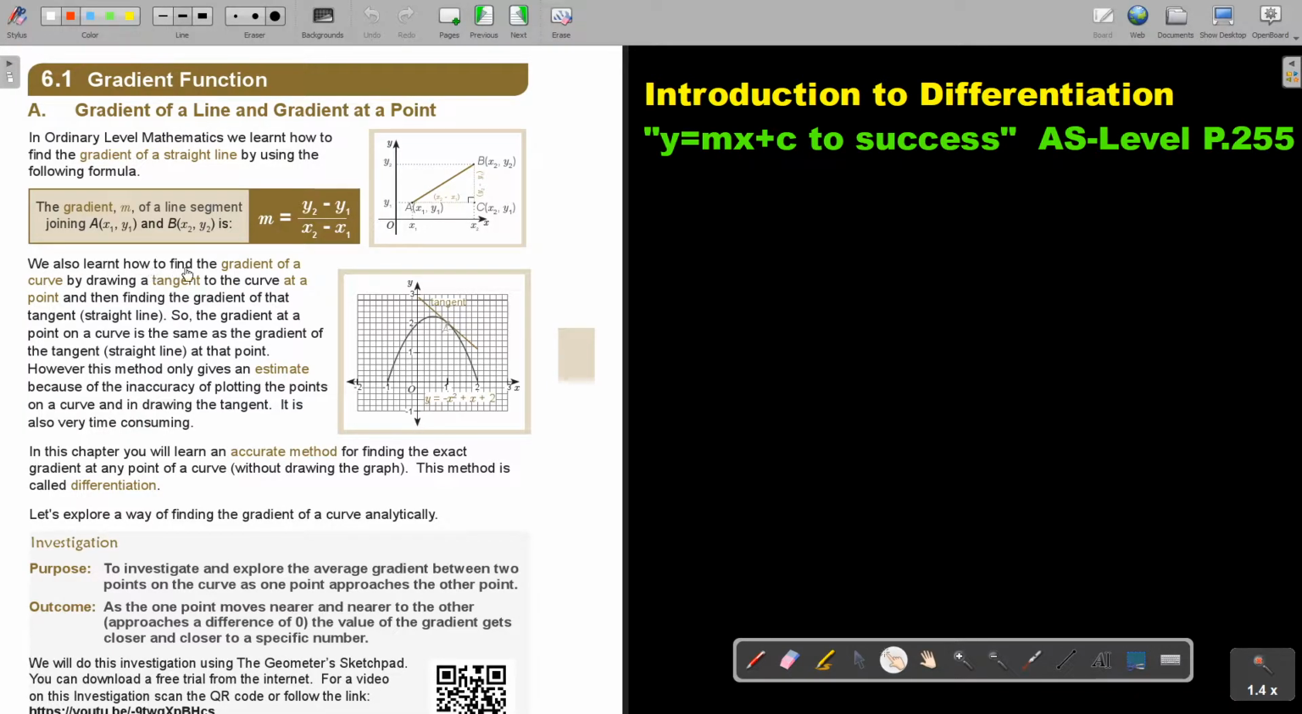We also learned how to find the gradient of a curve by drawing a tangent to the curve at a specific point, and then finding the gradient of that tangent, that straight line, like we did there. So the gradient at a point on a curve is the same as the gradient of the tangent. At that specific point, the gradient of the straight line and the gradient of the curve will be exactly the same.